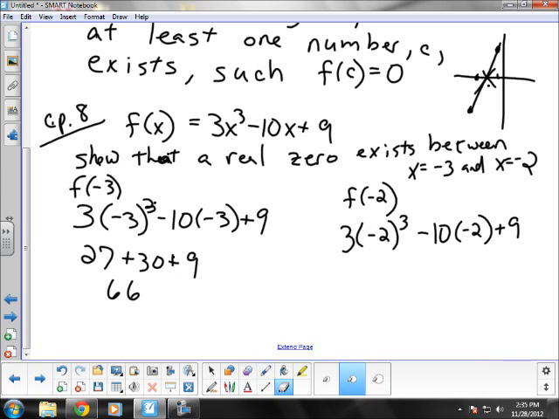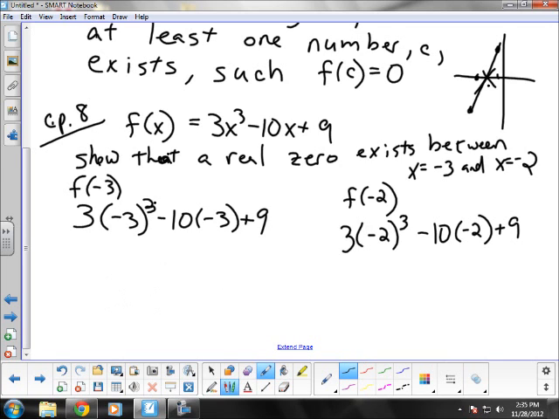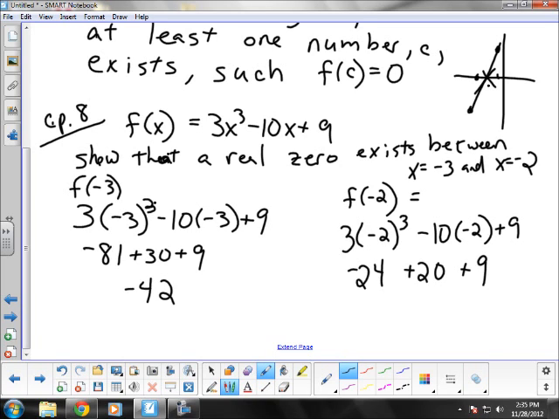Because 3 to the third is -27, and -27 times 3 is -81. Plus 30 plus 9. So it's -51, -42. Okay. And then this is 8. It's -8 times 3, which is -27, plus 20, plus 9.